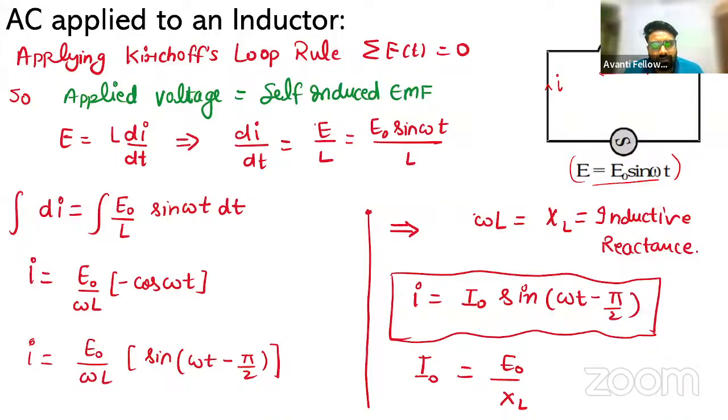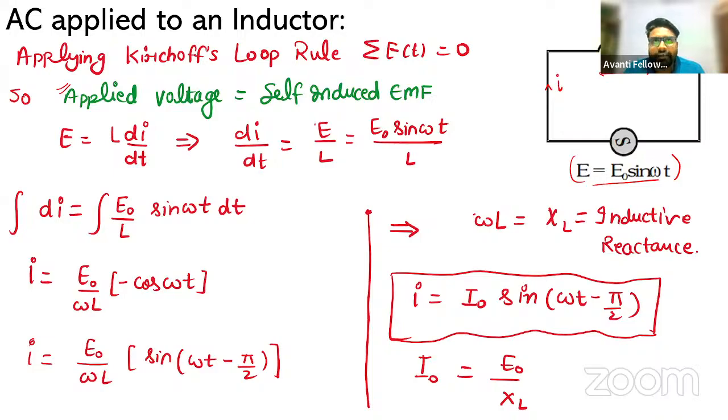Now, what we can do is apply Kirchhoff's loop rule. Kirchhoff's loop rule we have seen in current electricity, and it says that whatever circuit you are talking about, if it is closed, the net EMF or loss or gain of the voltage or the EMF should be zero. It is based on the principle of conservation of energy. So we can say that applied voltage is equal to self-induced EMF, because this is an inductive device.